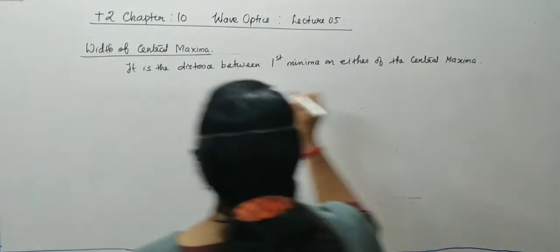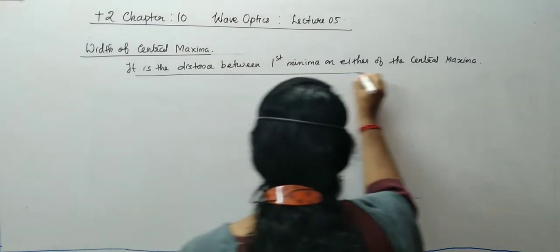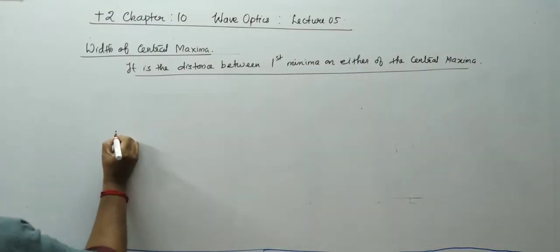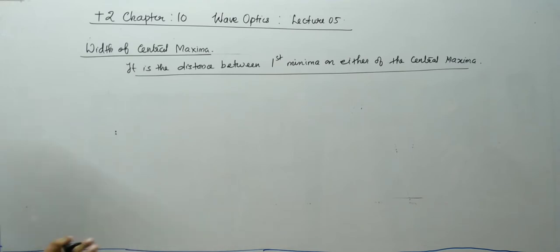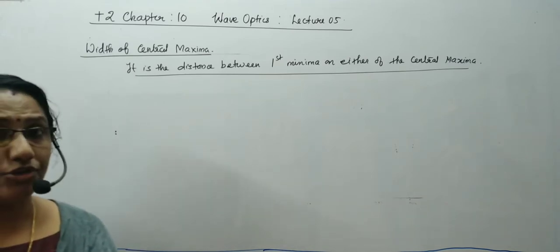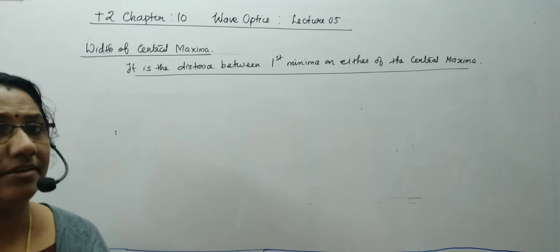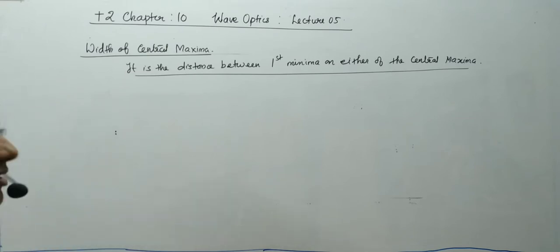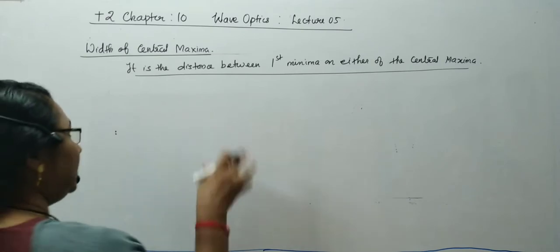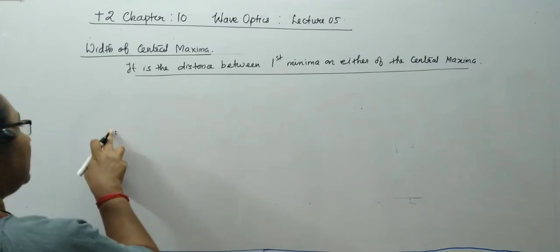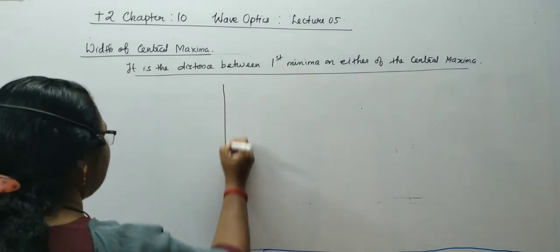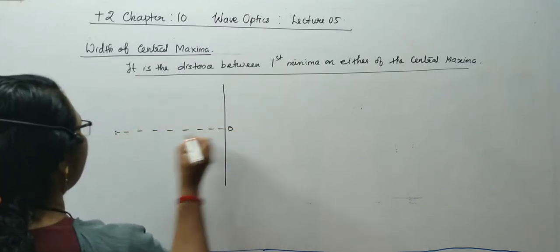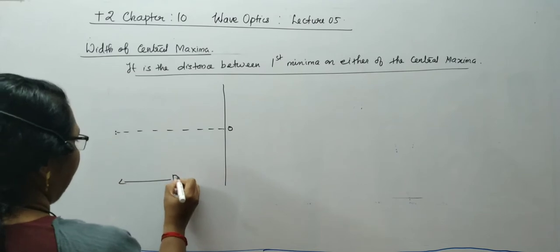Clear? So what is the width of the central maxima? If the slits are taken very close to each other, the slits are always very close to each other. In Young's double slit experiment, we have taken the slits S1 and S2 at a small distance d. This is the screen and this is the center point O. This distance is capital D.